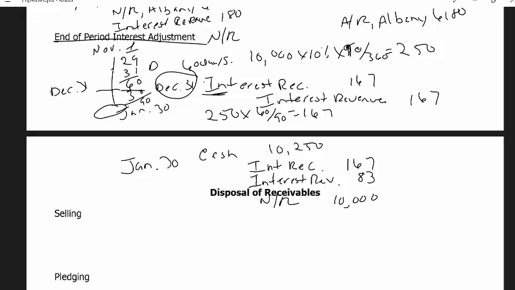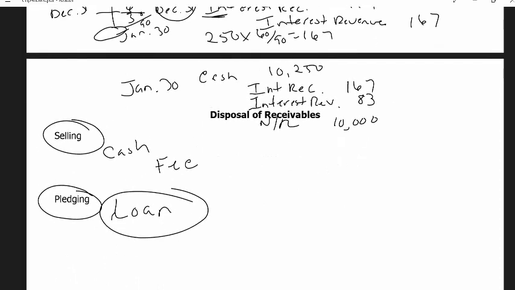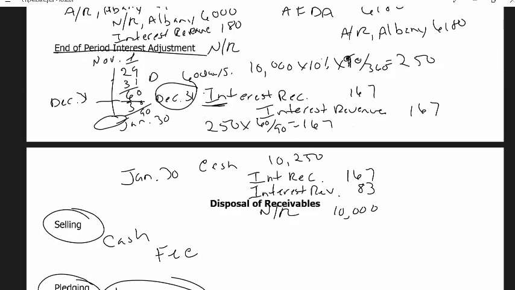I don't really have any notes. Look in your books, but you can sell your accounts receivable. You can sell them for cash, and it's going to cost you a fee to do so. And then you can also pledge your accounts receivable as collateral to get a loan. And so look at those two things at the end of the chapter. It was a long video. Hopefully it's helpful.